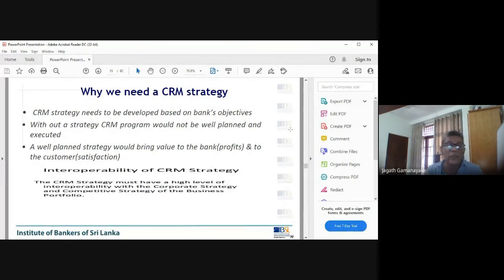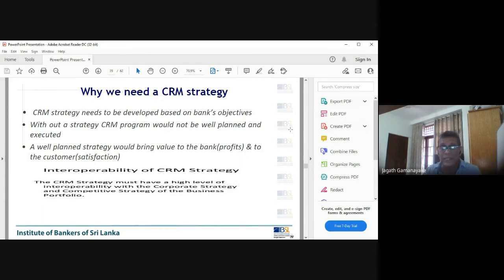Now, why do we need a CRM strategy? The important thing is that it will support your corporate objectives. That is why we have the CRM strategy. Now you have a marketing strategy, a finance strategy, you may have an HR strategy, right? So all the banks have these, which support the objectives of the organization.